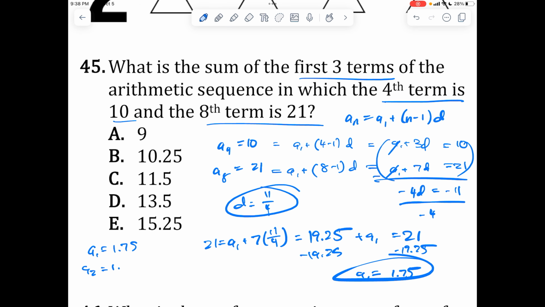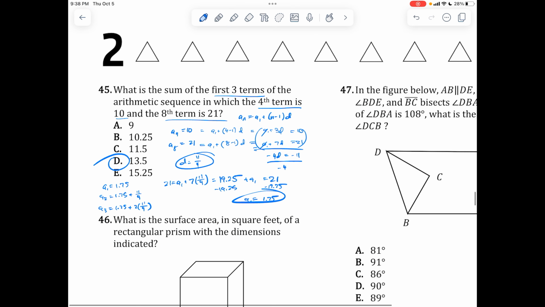A2 is equal to 1.75 plus 11 over 4. And then A3 is equal to 1.75 plus 2 times 11 over 4, right, because you're adding it twice. So I get 1.75 times 3 plus 11, really it's 33 over 4. 13 and a half. That is my answer here. Okay, hopefully that made sense.